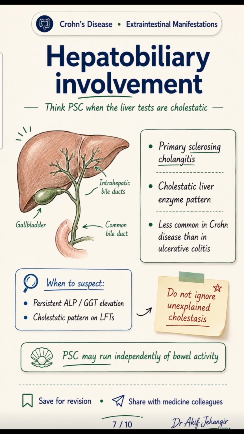Hepatobiliary involvement is less common in Crohn's disease than in ulcerative colitis, but it is still important. Think of primary sclerosing cholangitis when liver tests show a cholestatic pattern, especially persistent alkaline phosphatase or gamma-glutamyl transferase elevation. Primary sclerosing cholangitis may run independently of bowel symptoms.